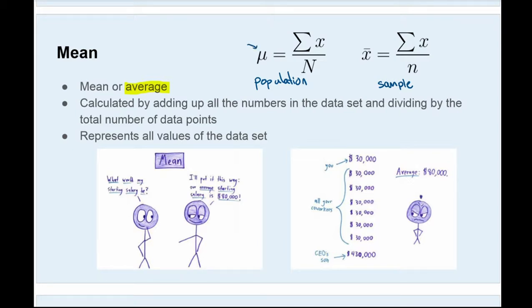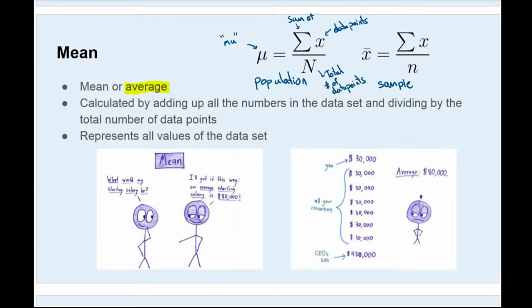So for a population mean, we have the Greek letter mu, which represents the mean, which is the sum of, which is our sigma, x, which is our data points. So adding up all our data points and dividing by n, which is the total number of data points.